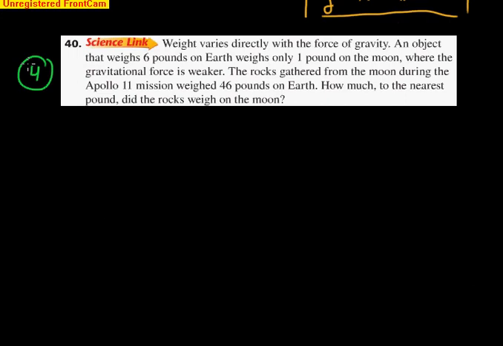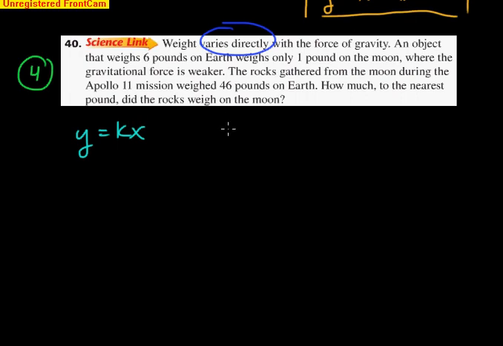Okay, here's our 4th problem. This is going to be a word problem, so let's see. It says, weight varies directly with the force of gravity. Stop right there. Stop the presses. Weight varies directly. Boom. I already know what I'm working with. y equals kx. That's what I'm working with. Varies directly means that.